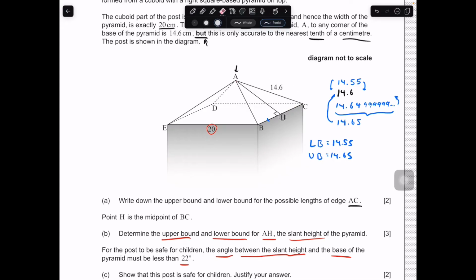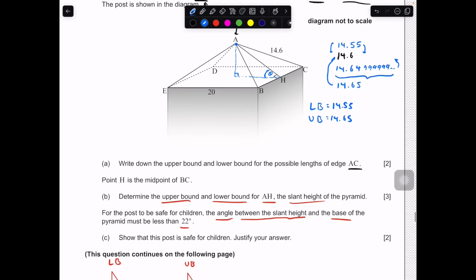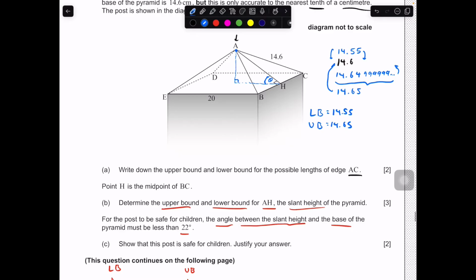The angle between the slant height and the base. Okay. So here we are, we're at the top, and we're going to go right down to the center of this pyramid, and then we'll go off to the side right here. So here we have 90 degrees, and this is the angle between the base and the slant height, this theta value right here. To show that it's safe for children, it needs to be less.